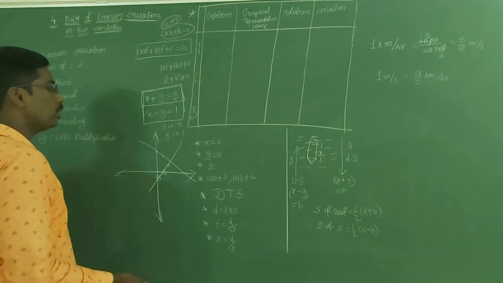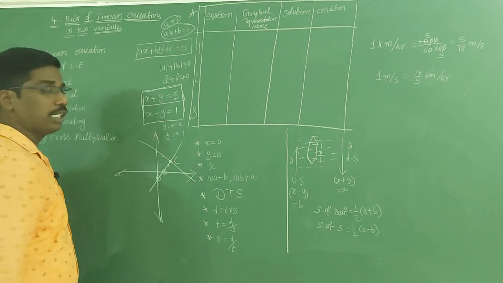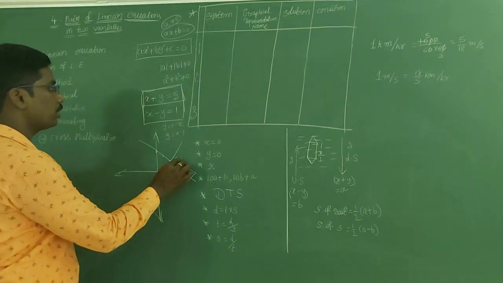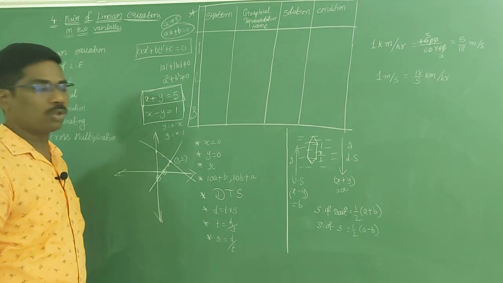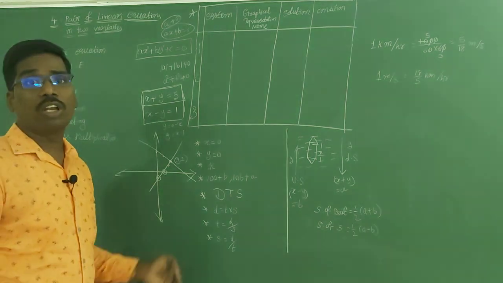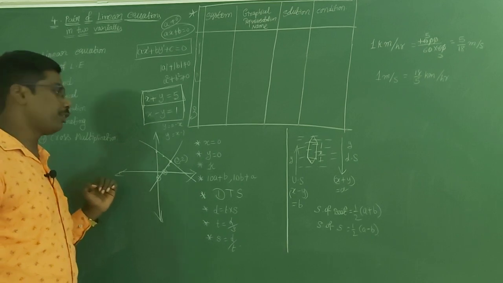So like this. So it is intersecting where? Here. So this is the solution. It is the solution, that is 3, 2. 3, 2 is the solution of this equation. This is called graphical representation of the solution of the two pair of linear equations.